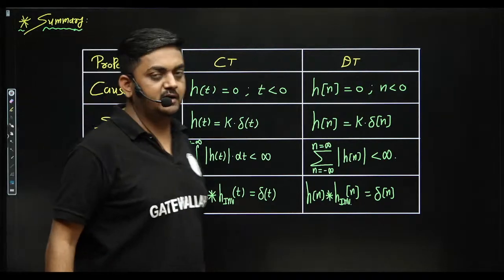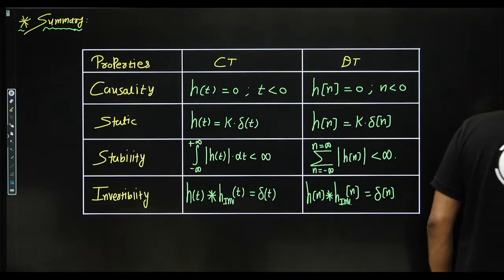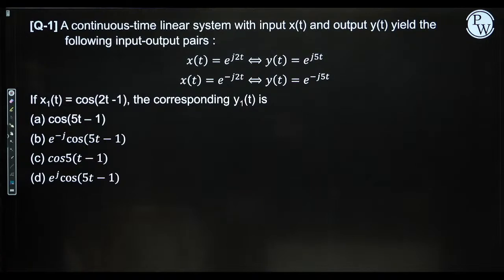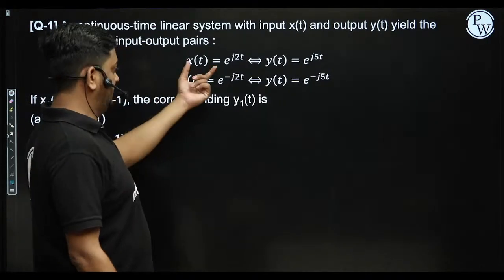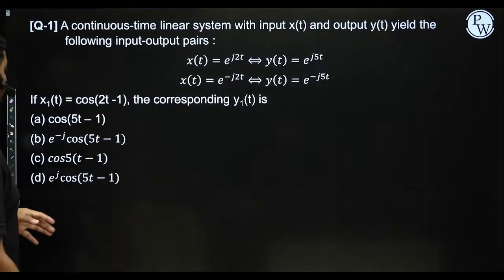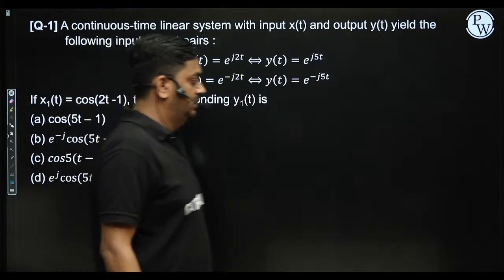So all the topics in the second chapter are completed. Now we will solve some questions based on all the concepts. Okay, let us start with the very first question. A continuous time linear system with input x of t and output y of t yields the following input output pairs. They are saying one LTI system is there. If this is the input, it produces this output, and for this input it produces this output. Now if x1 of t is this input, what is the output corresponding to it? So y1 of t is the output corresponding to this input, and that you have to find. Tell me which option is the correct answer.